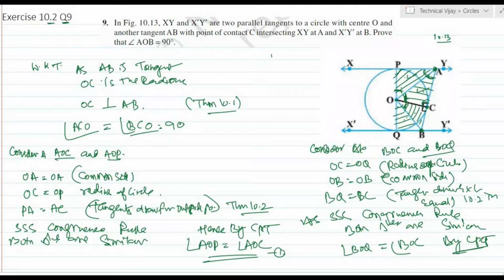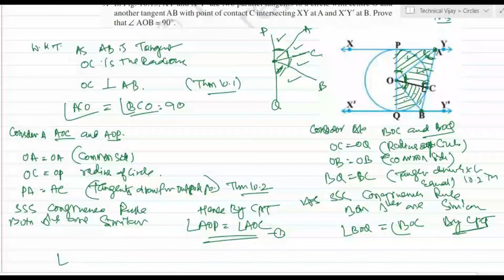So this is the line PQ. This is A, here this is B, and this point is C. We have shown this angle is equal to this angle, and this angle is equal to this angle. Now we will consider all these angles. The sum of all these angles will be equal to 180 degrees.